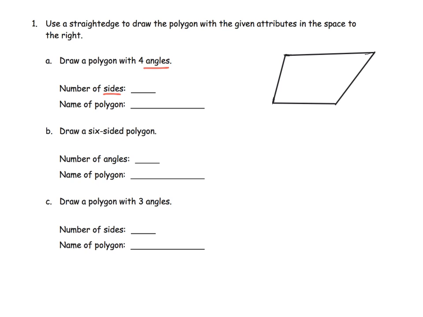So how many sides? Well, of course, it's got 4 sides. And what's the name of this polygon? We're going to call that a quadrilateral. All right. Is this the only possible quadrilateral that could have been drawn? No way. There's an infinite number of quadrilaterals that could have been drawn.